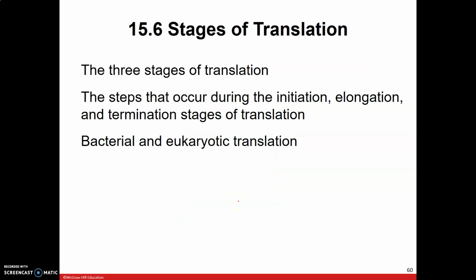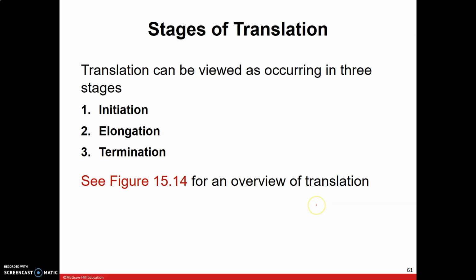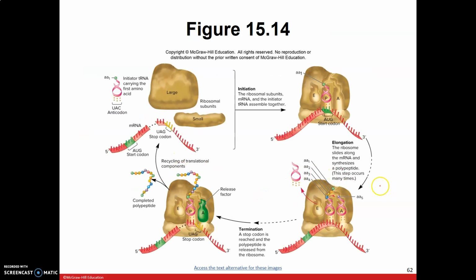So there are three stages to translation. All right, there's the initiation, elongation, and termination. There can be a fourth stage, and I'll let you figure that out because that's a part of the homework assignment this week. The bacterial and eukaryotic translation are similar. So let's talk about initiation, elongation, and termination. So in terms of initiation, there's also recognition, but I'll let you figure that one out.